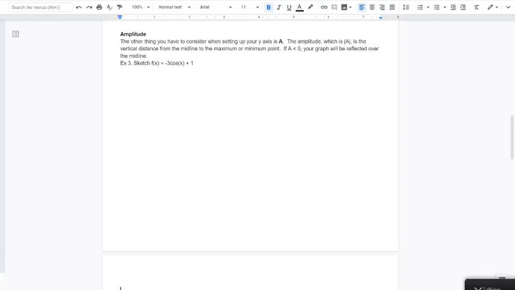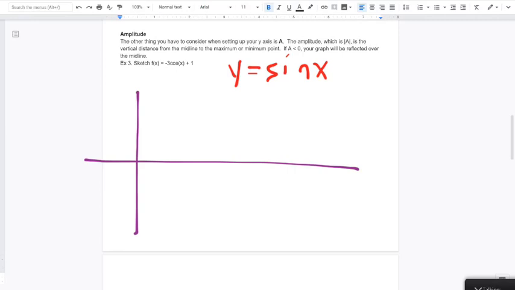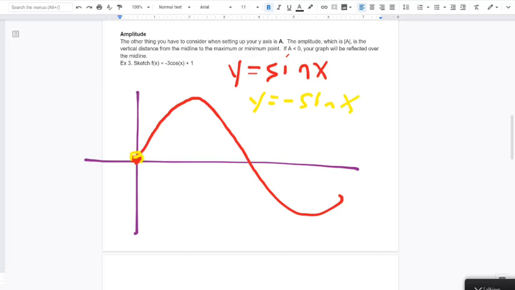So let me reiterate that. If the A is positive, we're still going to start at the middle for sine, and our graph's going to look like that. If A was negative, y equals negative the sine of x, we're going to start in the middle, and now we're going to go down first, so it gets reflected. So the sign of A is going to tell us something.